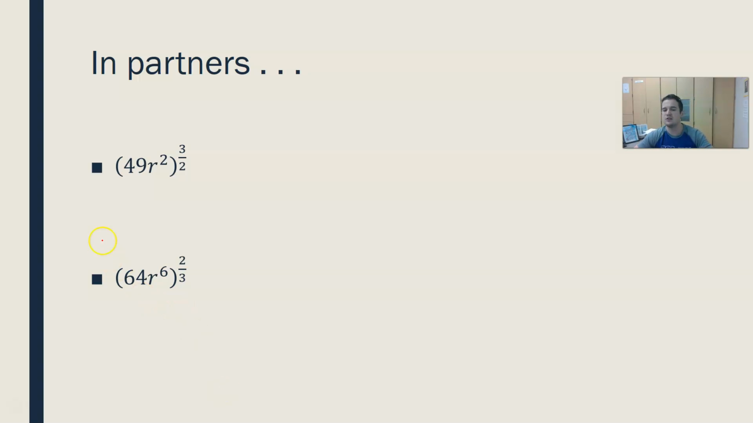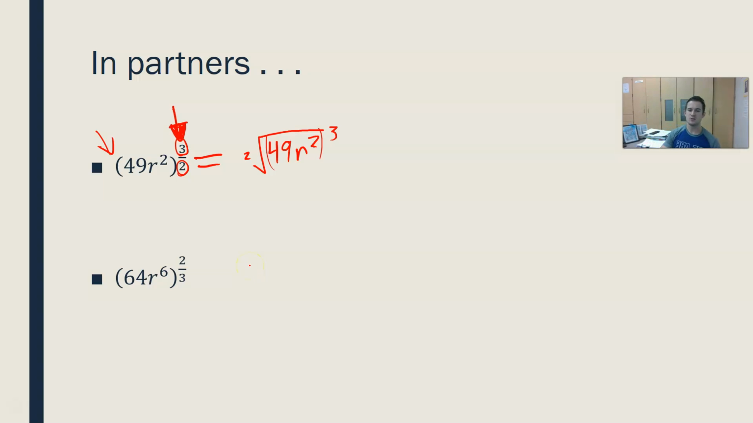Let's go ahead and take a look at this first one. 49r squared to the 3/2 power. So again, with the fraction exponent right now, we're not quite sure what to do. So let's go ahead and convert this into radical form. So under here I have 49r squared. Out here, the number in the bottom becomes the root, so this is a square root. The number in the top becomes the power. So this is the square root of 49r squared to the 3rd power.